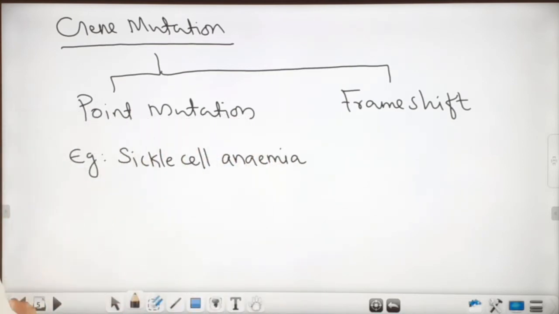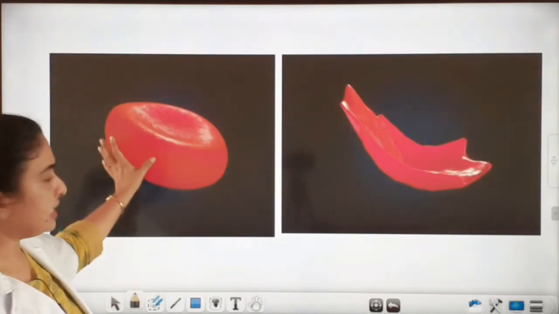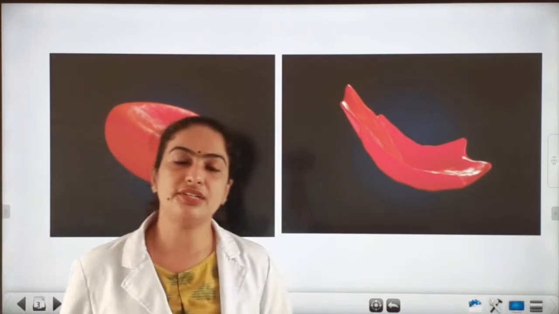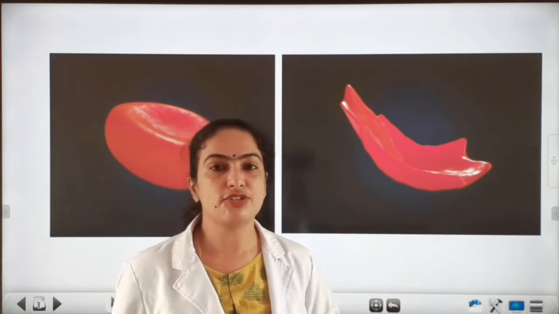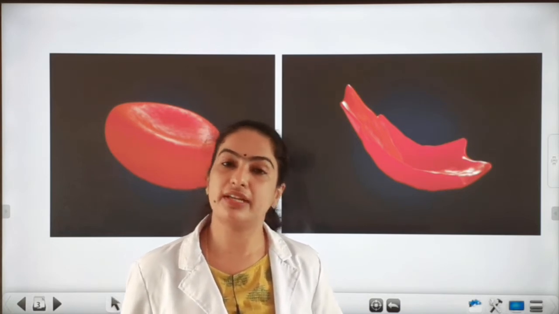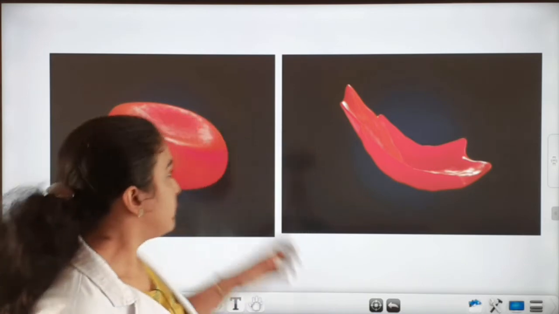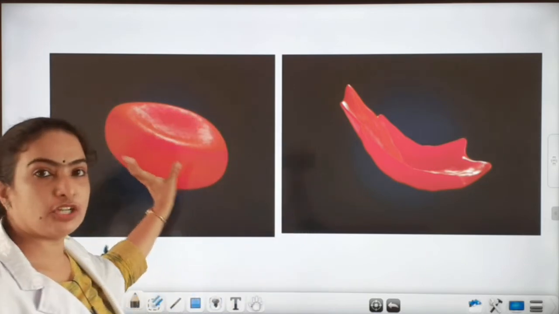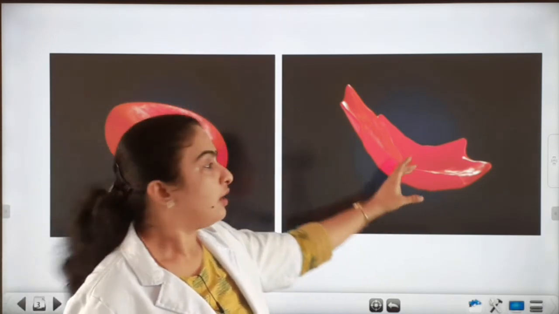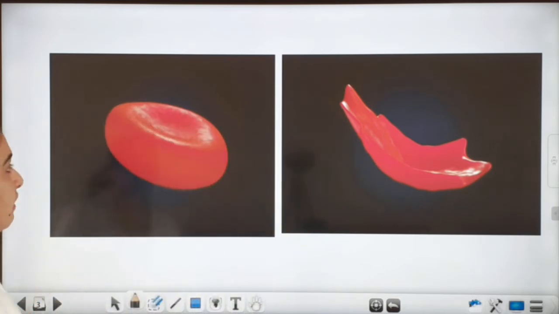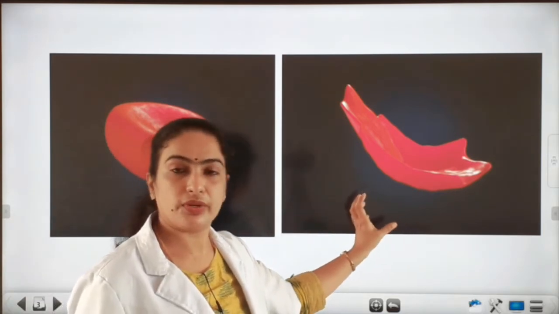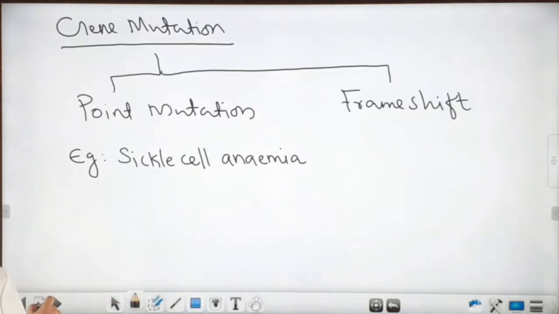So let's see. Normally the RBC is spherical shaped. Due to the change in the single base pair, actually the glutamine is replaced by valine in the DNA segment, that I will teach you in the next chapter. So here the spherical shaped normal RBC changes into sickle shaped. This condition is called sickle cell anemia, and this leads to anemia. So that is sickle cell anemia.